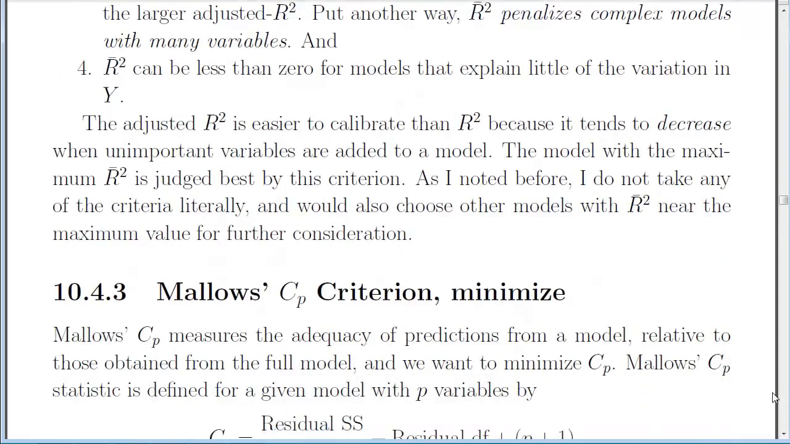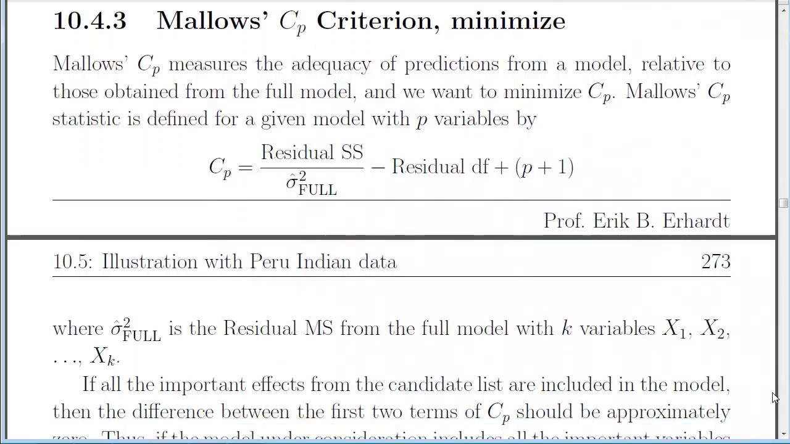So, third criterion is Mallow's CP statistic, which measures the adequacy of predictions from a model relative to those obtained from the full model. So we're using the full model as the baseline.